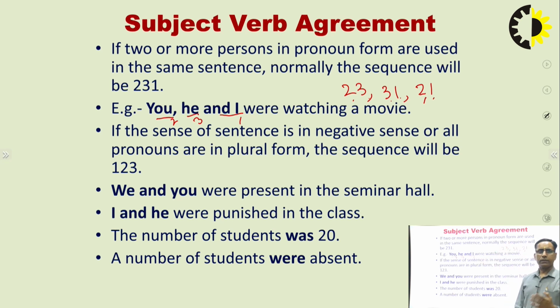An example you can say is "you and me", although grammatically we should use "you and I were going there", but in speaking people use "you and me", although it is not grammatically correct. You and I were going there. So you is the second person, I is the first person. Second and first, right? Like if 2, 3, you and he were going.